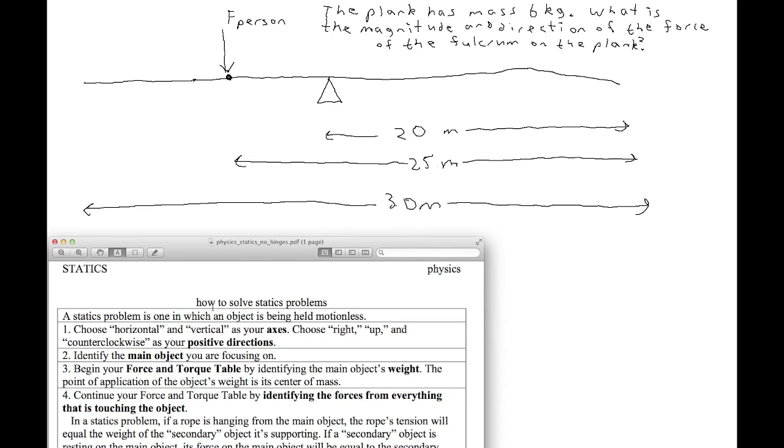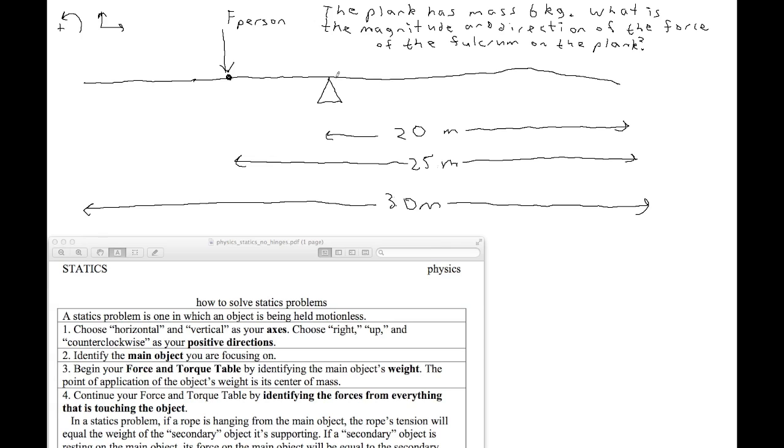So this is called a statics problem because the object is being held motionless. I didn't actually say that in the problem, so I guess I should have said, let's assume that the object is motionless. So if we assume that this object is motionless, step 1 is to choose your axes. And these are pretty much the conventional axes to choose, so we can always stick with that. You identify the main object that you're focusing on. So in this case, the main object would be this plank. I call that the main object because there's other objects in the problem like a person and a fulcrum.